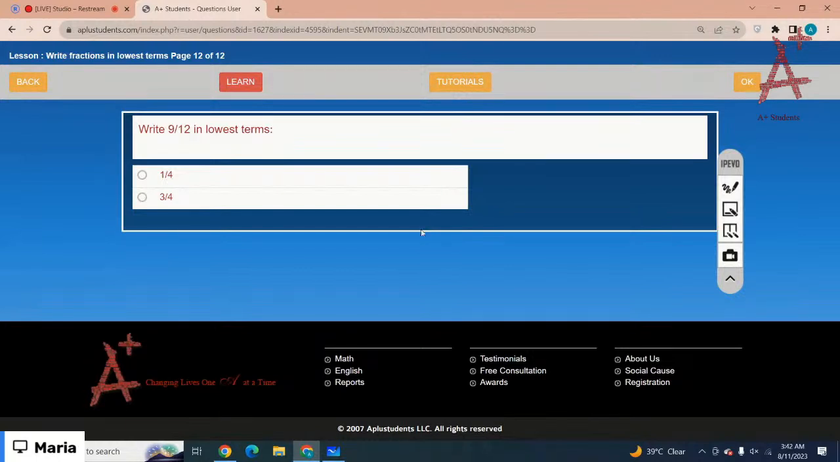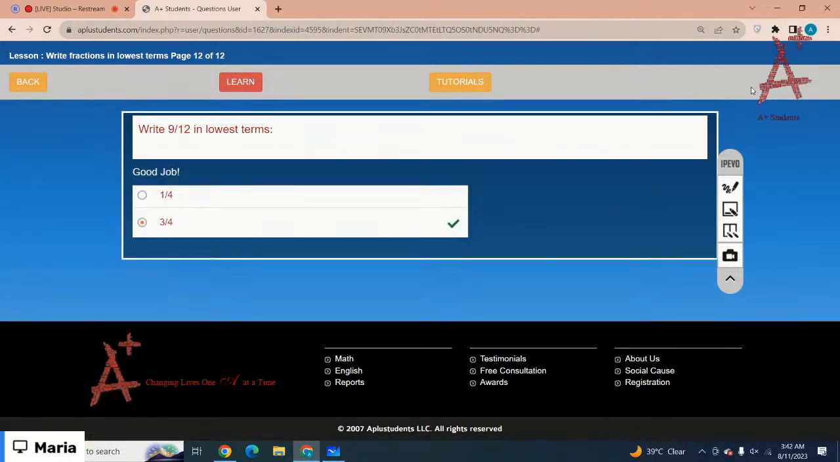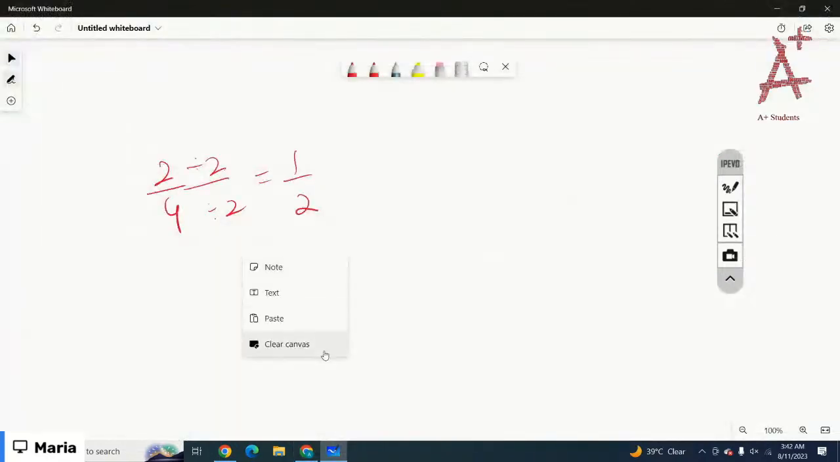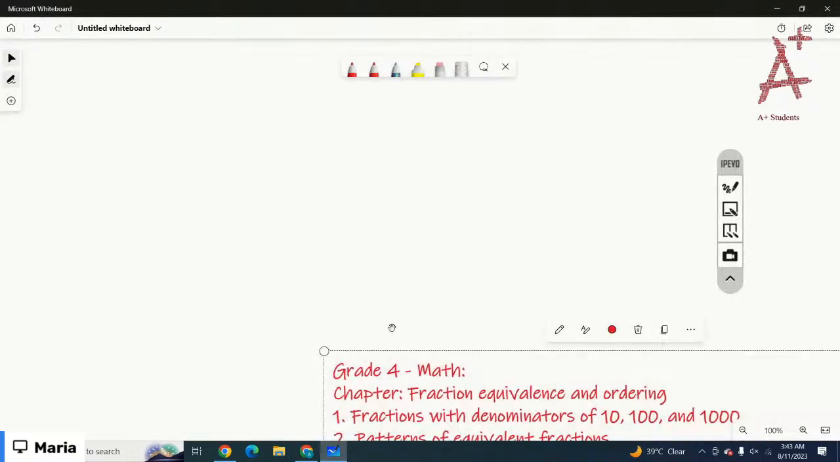Yes, it is 3 over 4. Very good. So you divided both numerator and denominator by 3, right? 3 is the common number that can divide both 9 and 12. Okay, we are done with the lesson. So you have to do lots of practice questions for this lesson, right? This is not difficult. This is very easy, but you have to do practice questions, think and then answer, right?